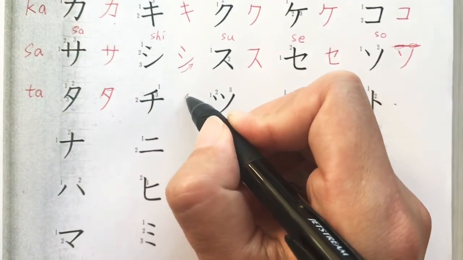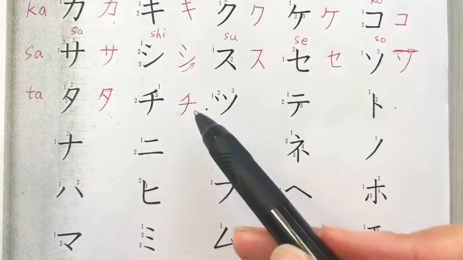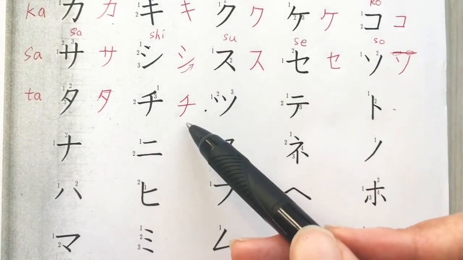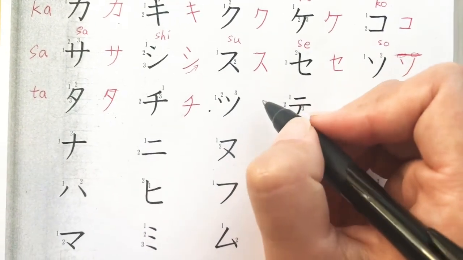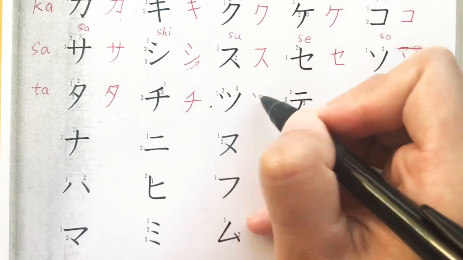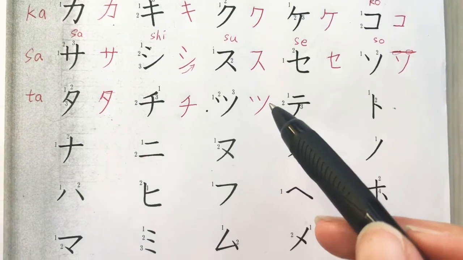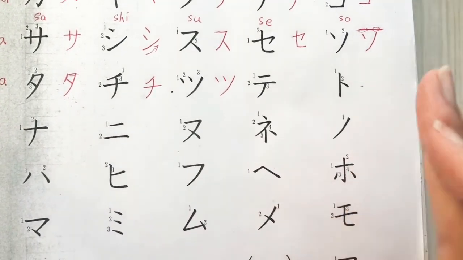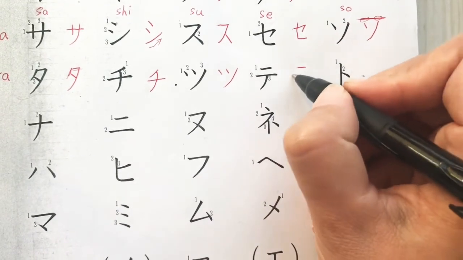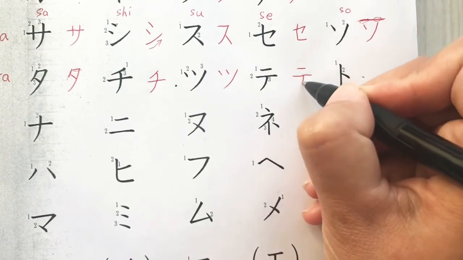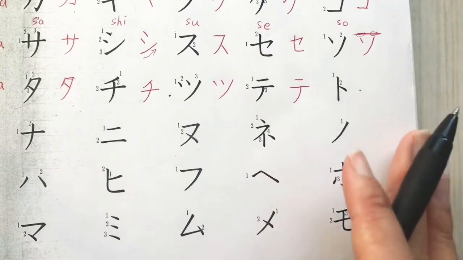Chi, 1, 2, 3. Chi. Next one, tsu, 3 steps. 1, 2, 3. Tsu. Next one, te, 3 steps. Te, 1, longer line, 2, 3. Te. Last one, 2 steps. 1, 2. To.